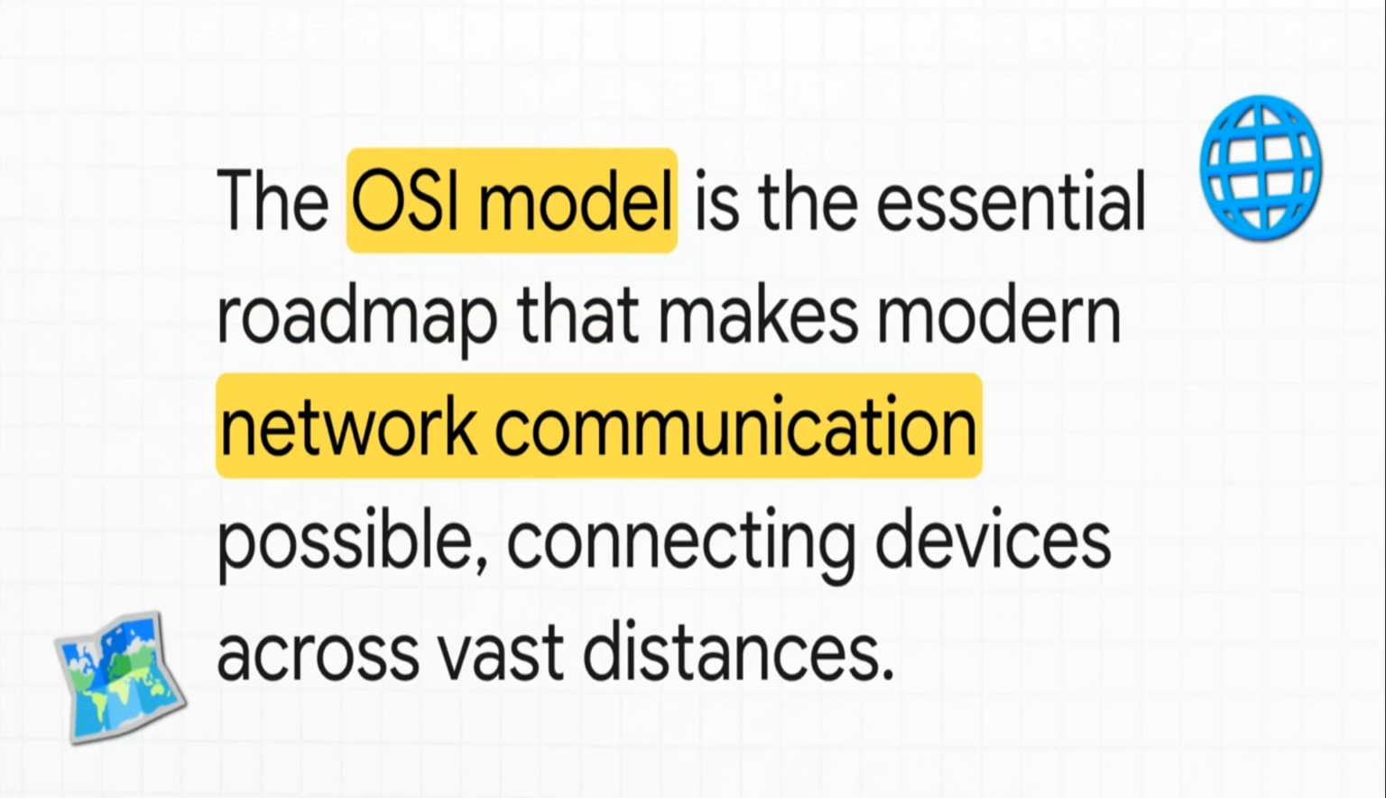So, after all that, what's the big takeaway here? The single most crucial point? The OSI model isn't just some boring theory, it is the essential roadmap, the universal blueprint that lets a Mac talk to a Windows PC, an iPhone talk to an Android server, and makes all of modern communication possible. It's literally what makes the internet work.